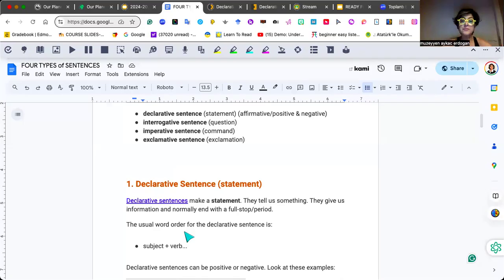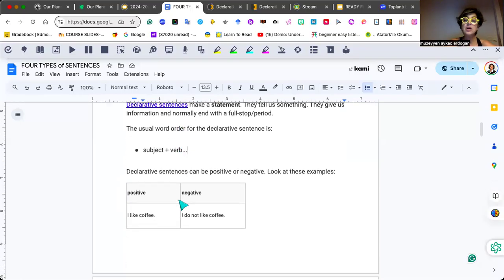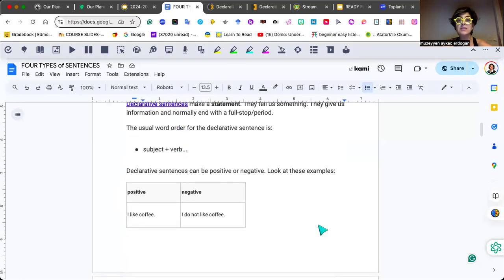So the formation, this kind of sentences, as in the example, it begins with the subject as a part of speech and goes on with the verb. Okay, it may be the main verb, it may be the auxiliary verbs, helping verbs. But plus helping verbs, you have to also write the main verb here. But this is the basic formulation for this kind of sentence type, declarative sentences. Okay, so look at the examples. As I said, we have the positive declarative sentences and also negative declarative sentences.